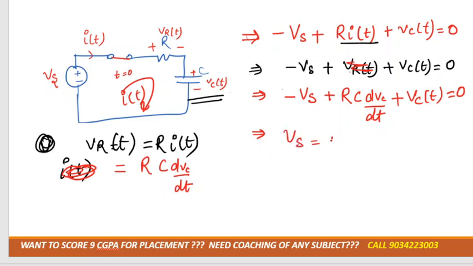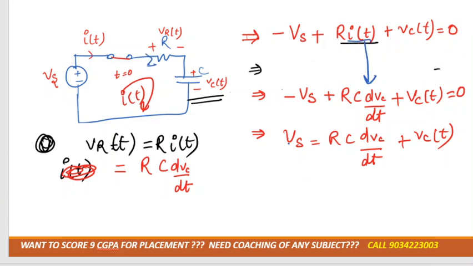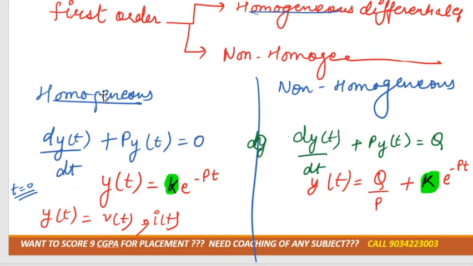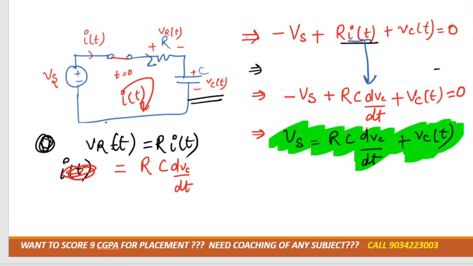So Vs is how much? RC dVc by dt plus Vc of t. Understood? Now we got this equation. Now you need to tell me whether this equation is homogeneous or non-homogeneous. Non-homogeneous, because you are getting a constant, right?